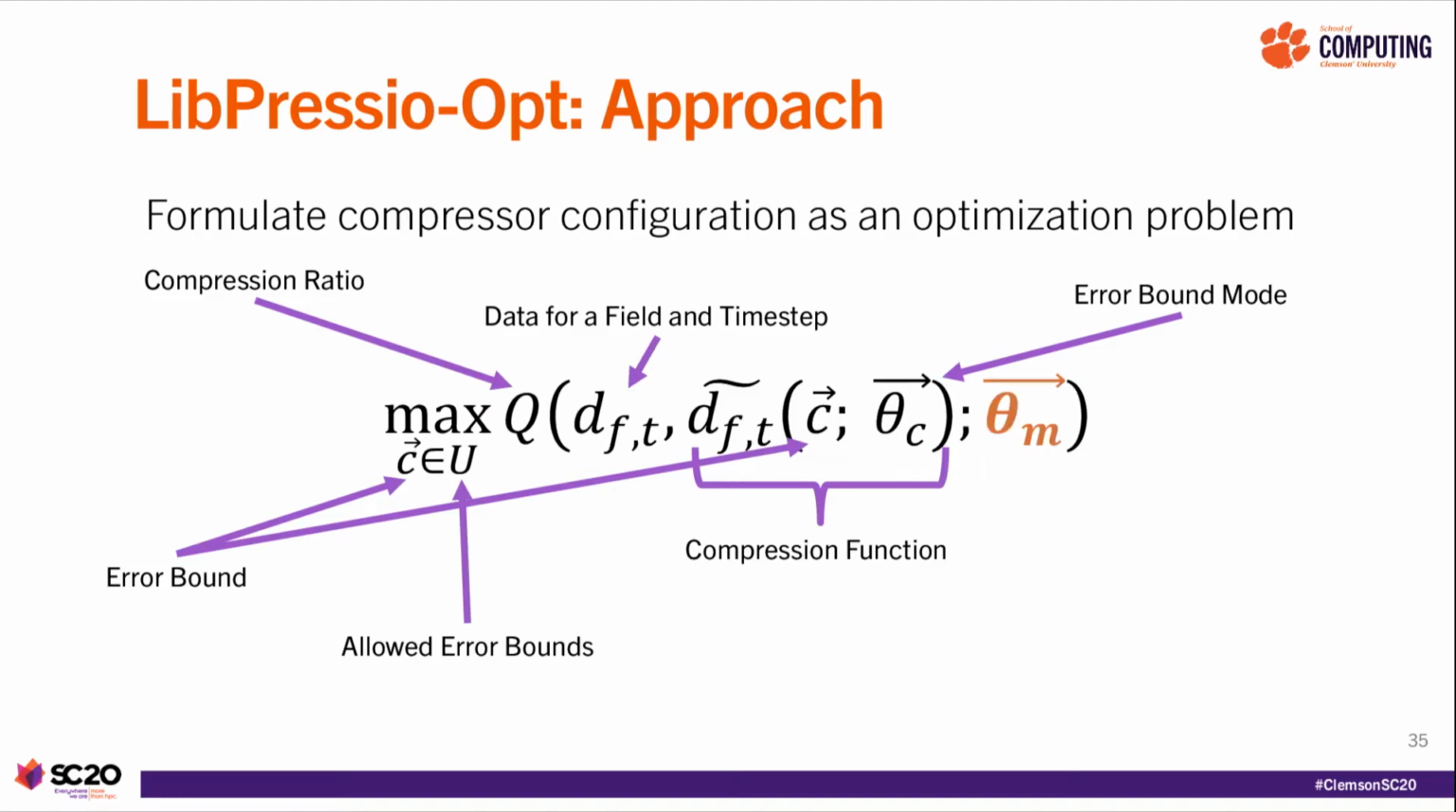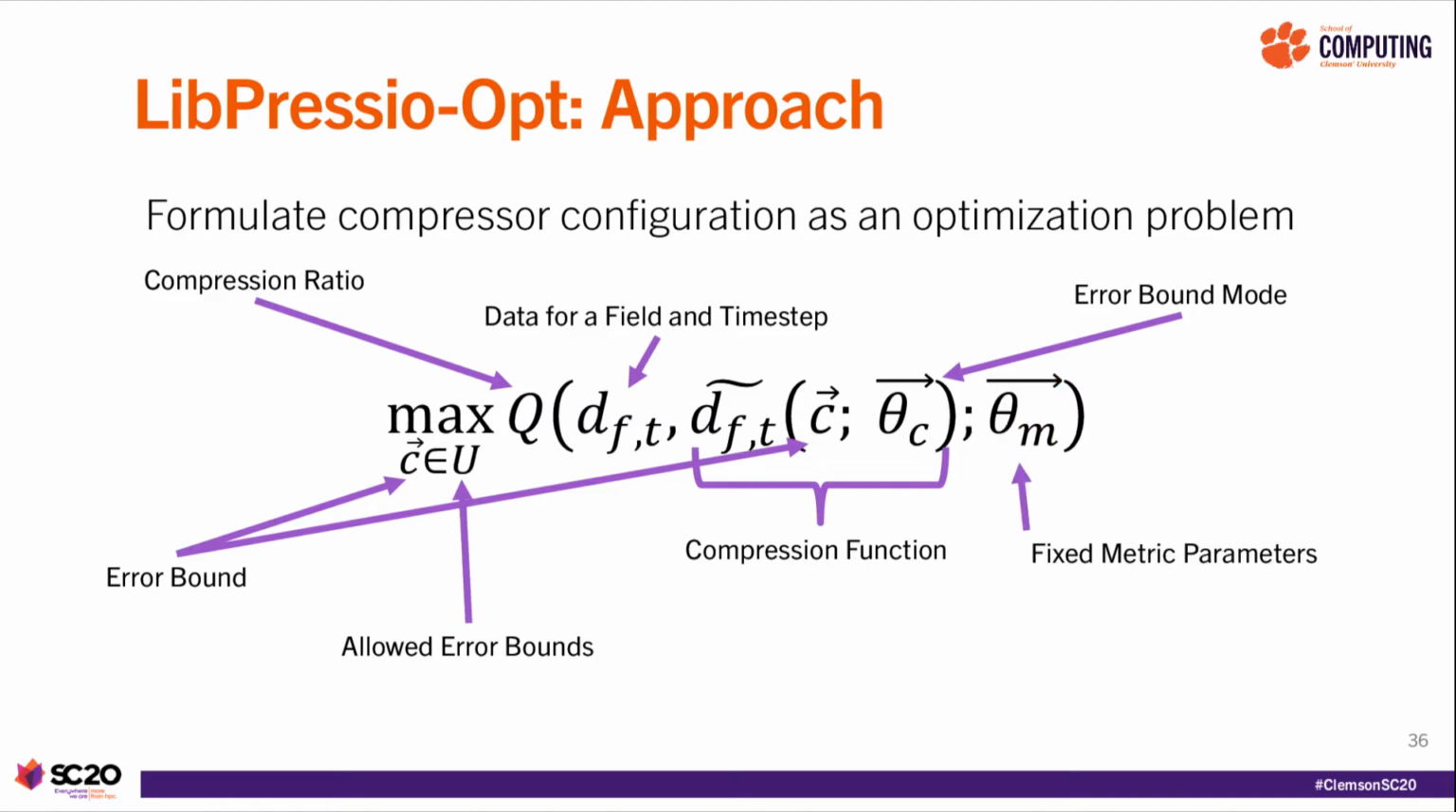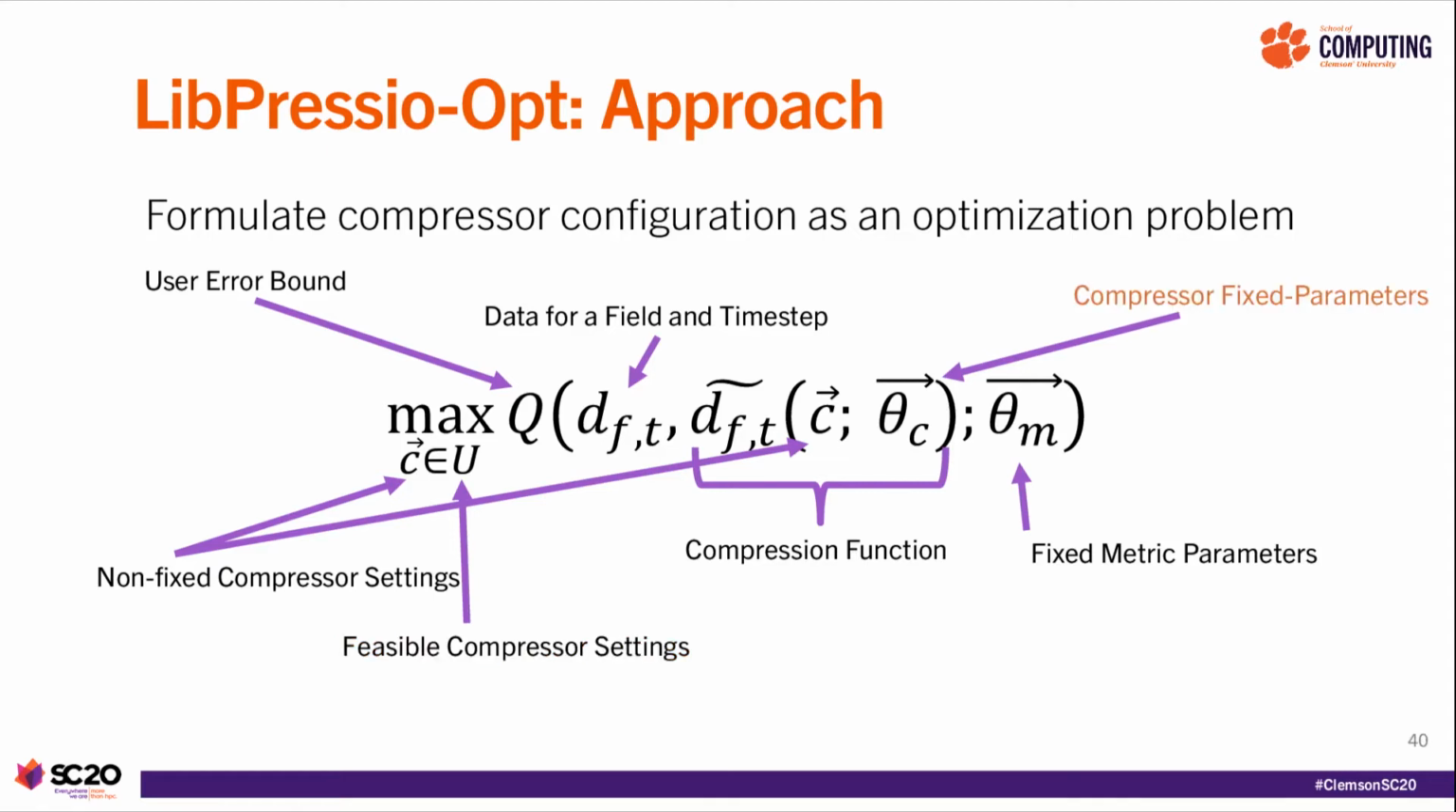First, we'll introduce a new parameter, theta m, which represents the fixed metric parameters. From there, we will redefine Q from being the compression ratio to now being the user error-bound metrics function. Next, we will redefine the error bound as the non-fixed compressor settings. These are the settings that we will allow to vary over the course of our optimization. When making this change, U goes from being the set of allowable error bounds to the set of feasible compressor settings. From here, we redefine theta C from the error bound mode to the compressor fixed parameters. These are the parameters that we will allow not to vary over the course of the optimization.